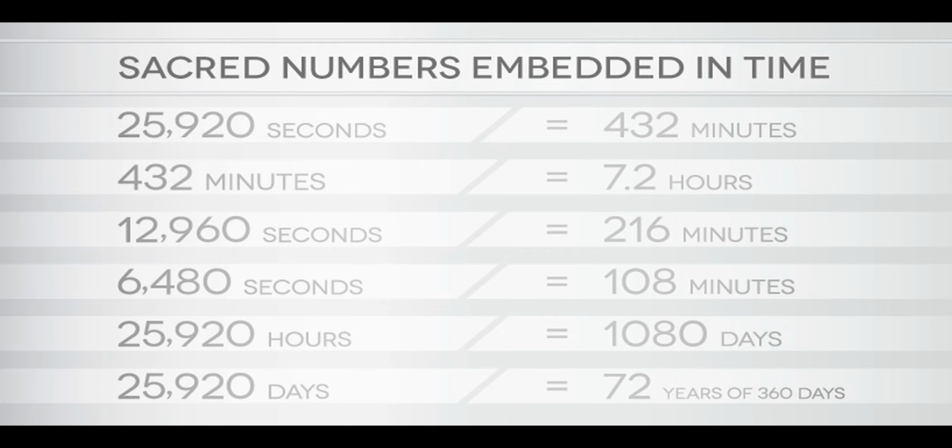25,920 hours in turn is 1,080 days. And 25,920 days is equal to 72 years in the sacred calendar. Which is interesting because most determinations of the average human lifespan right now in history is about 72 years. So you could think of a human lifespan as being equivalent to 1 day of the great year. There's an interesting proportional relationship going on there between the total precessional cycle of 25,920 years and 1 human lifetime.